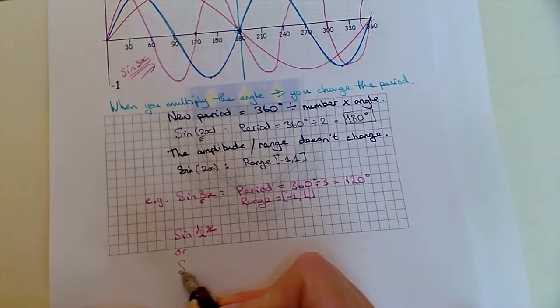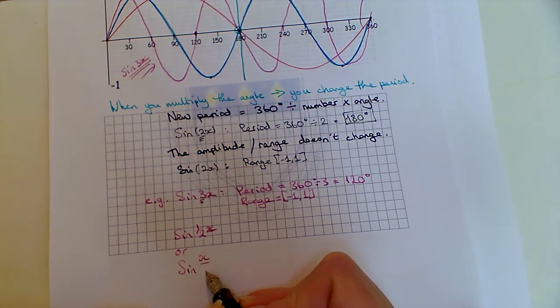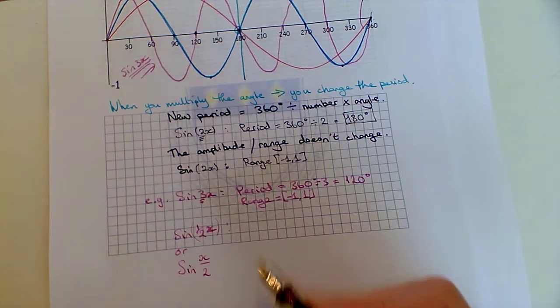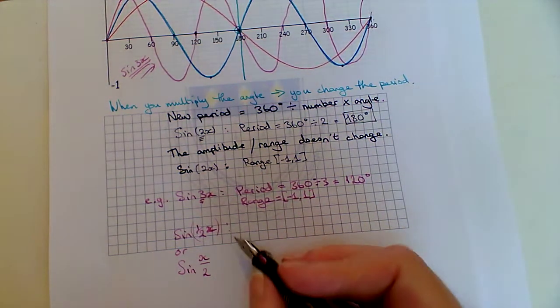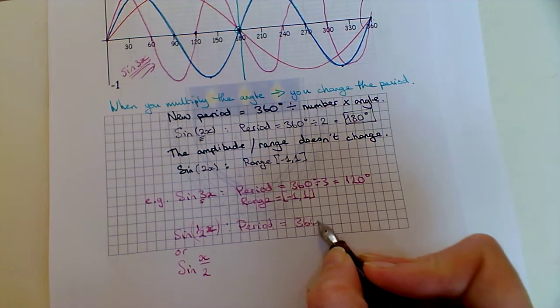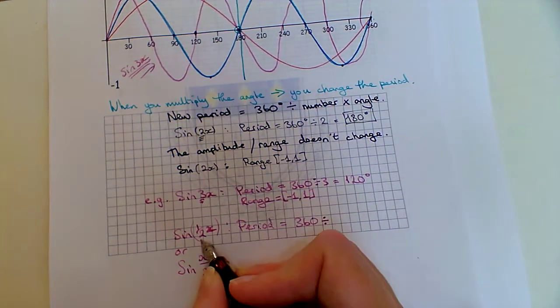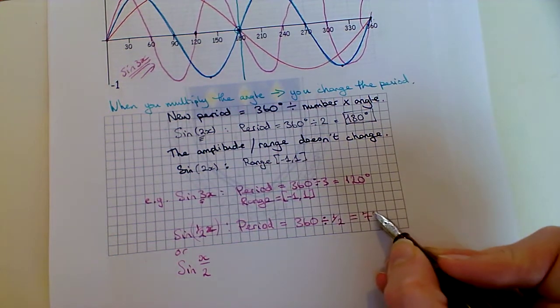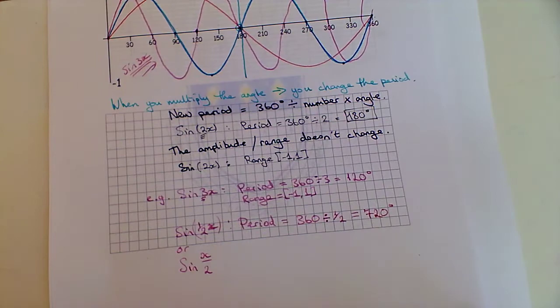So we can also write sine of a half x as sine of x over 2. And sometimes we put in the brackets and sometimes we don't. So I said the rule is that the period will be 360 degrees divided by the number in front of the angle. And when you divide by a half, you multiply by 2, you get 720 degrees.